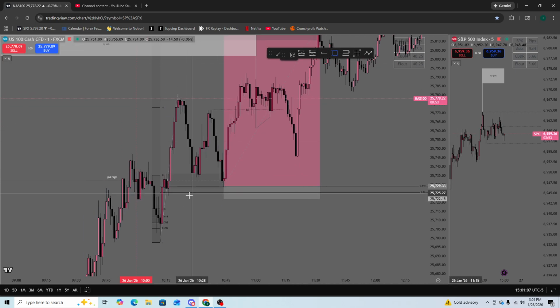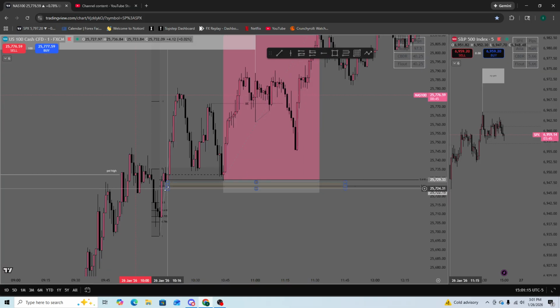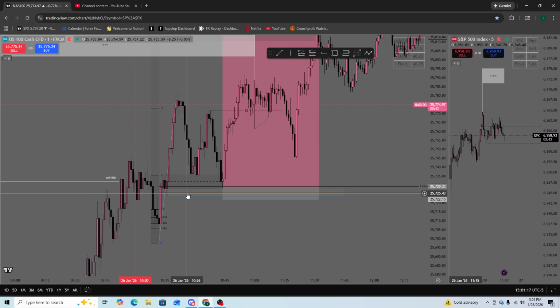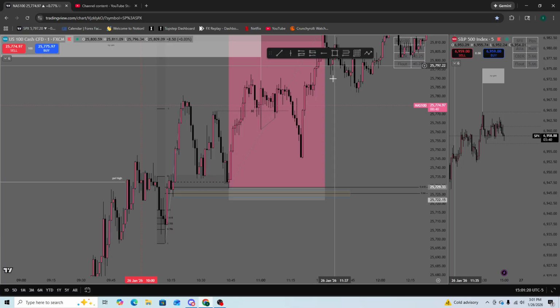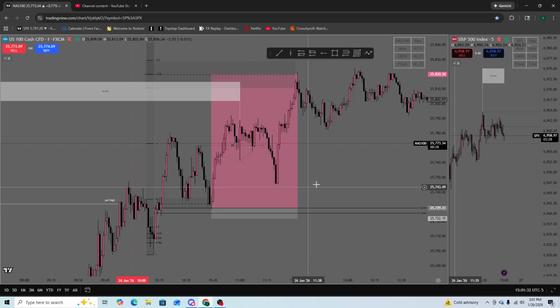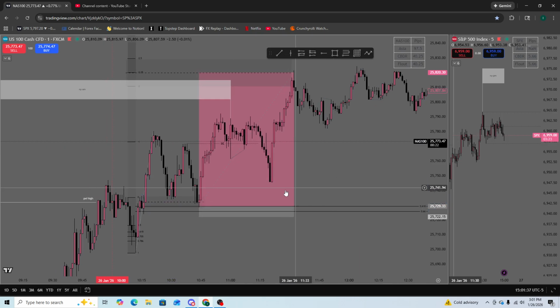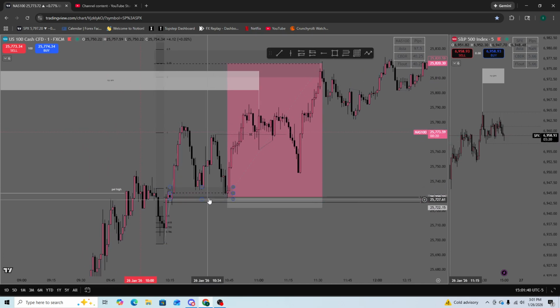What do they line up with? Well, number one, we have this rejection block here. We have this rejection block that lines up with this entry. We have this order block that lines up right here. Oh, we already have that marked out. We have this order block that lines up right here. And both of those are confirming that our entry is a solid entry, right?